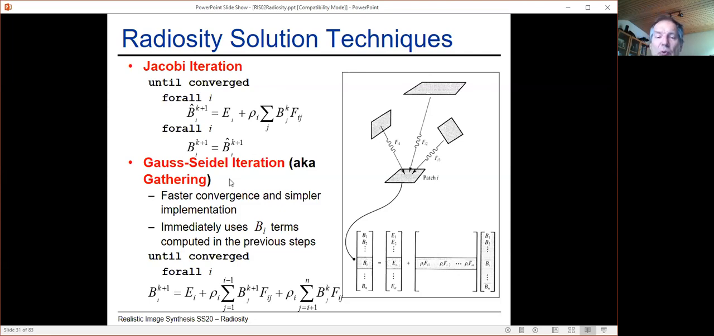And I come back to the notion of Gauss-Seidel iteration, also called gathering, because for a given patch i, in our formulation, we gather radiosity values from all patches in the scene. If you look into the matrix formulation, this corresponds to solving essentially for one row of such an equation. We gather the radiosity value for patch i by summing up contributions from all other patches in the scene. So in order to update all radiosity values, you need to know, of course, the full matrix.